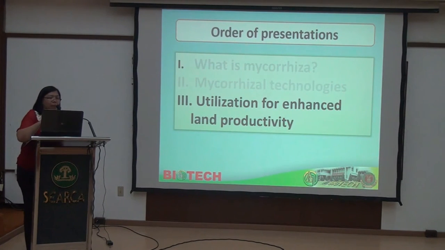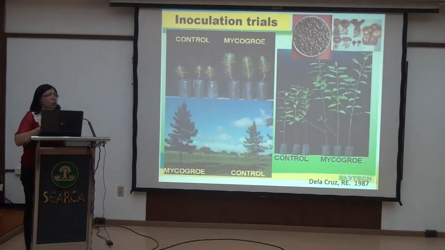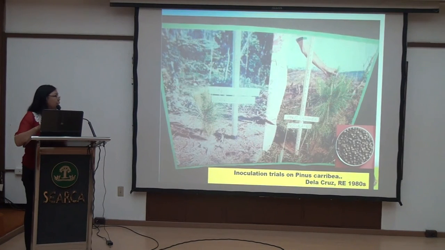So for the third part of my talk, utilization of these products. When I joined the group of Dr. De La Cruz, they already had these tablets. Actually, these are made up of spores of the puffballs mixed with a little bit of soil and then passed through a tableting machine. And then one tablet is inoculated during the nursery, and this is what they got: faster growth, taller seedlings. This is pines, this is eucalyptus, and these are casuarina or agoho. So they did the data of inoculation trials. Sorry for the very old picture.